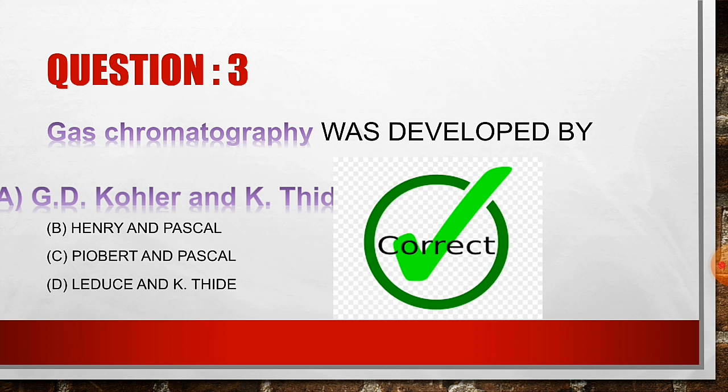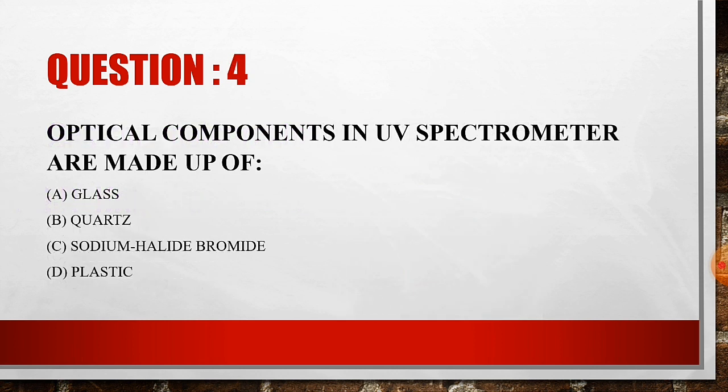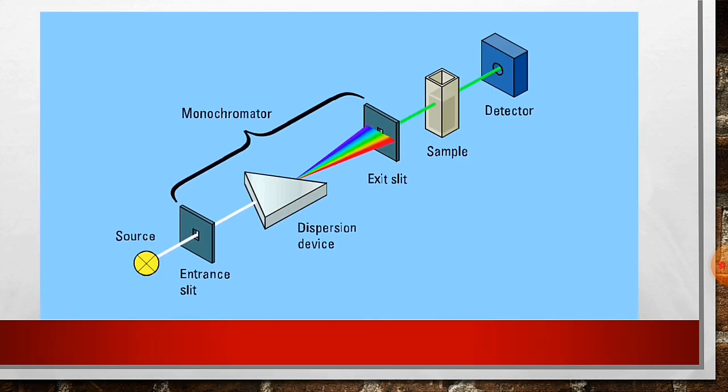Good. Now the fourth question. Optical components in a UV spectrometer are made up of what? Whether it is glass, quartz, sodium halide bromide, or plastic. Yes, we need to think over it, but first we just check what UV spectroscopy exactly is. Let us brush up our knowledge again.